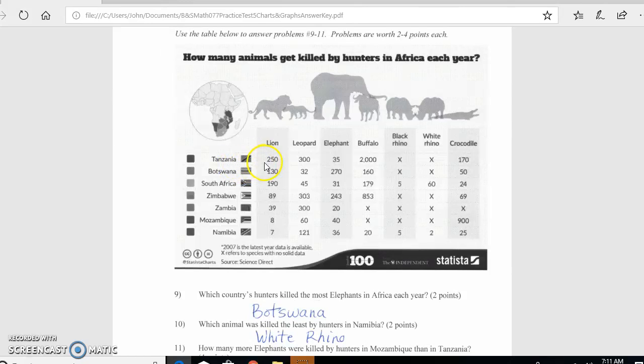So for Tanzania, 250 lions, 300 leopards, 35 elephants, 2,000 buffalo, and so on for each country. And so once we have an understanding of the chart, then we can begin to answer the questions.